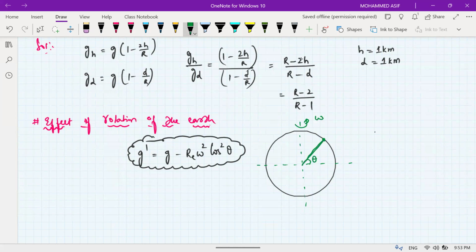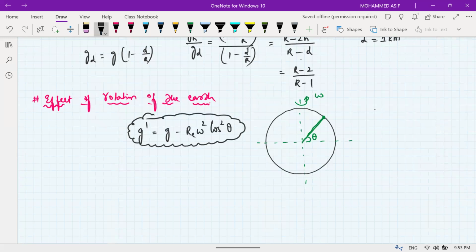There is a lot of derivation. I'm not bothering about the derivations right now. So just remember, if it is making an angle theta, G dash will be equal to G minus R E omega square cos square theta. Now at the poles, what will be the answer, beta? At the poles theta value is equal to 0. So G at the poles will be equal to G on the surface of the earth.